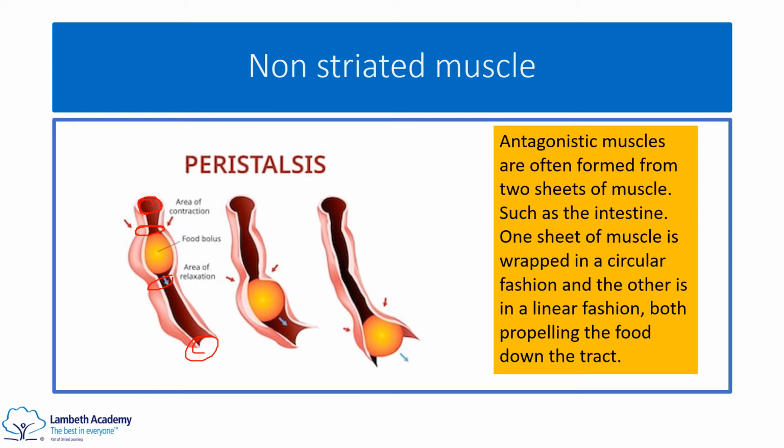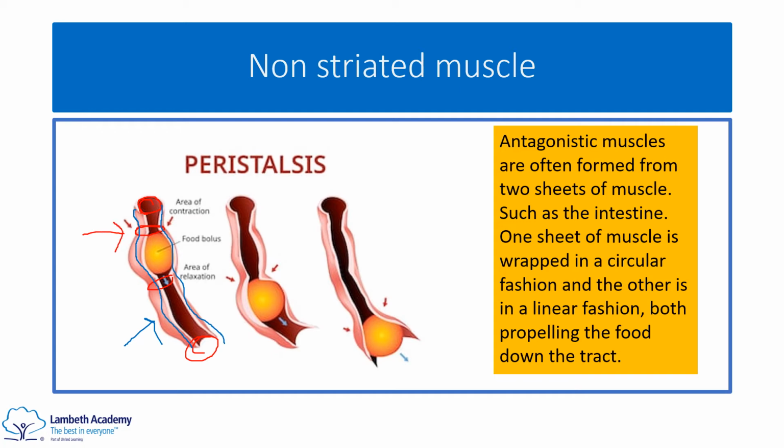They then work with another type of muscle. What colour should we go for? I want it to stand out. We'll use blue. They work with another type of muscle that's wrapped in a long fashion down the shaft of the tube. So here I've got two different types of muscle. I've got one here that runs the whole way down the tube in a straight line, and then I've got another one that wraps itself in a circular motion here.